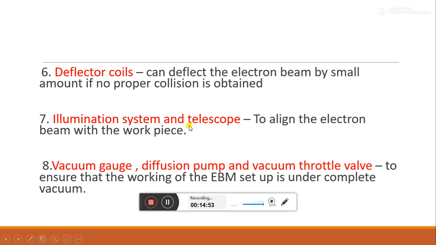Then an illumination system and telescope to align the electron beam with the workpiece. Then a vacuum gauge, diffusion pump and vacuum throttle valve to ensure the working of the EBM setup is under complete vacuum.